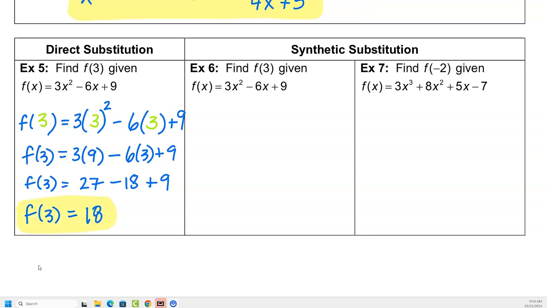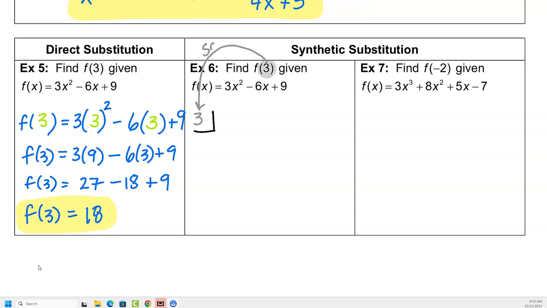Are you okay with that? So it turns out, and we'll study this in more detail, that you can actually do this with synthetic division and looking for the remainder. So watch this. It says find f of 3, it's the exact same problem. So this time in the window, I'm going to take the 3 here and I'm going to put that in the window.